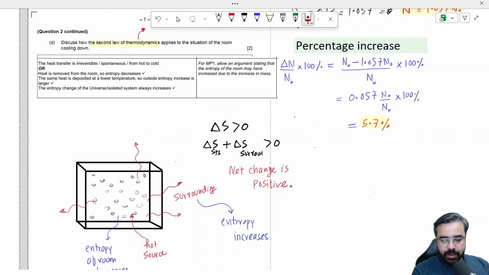So what the marking scheme says is that heat is removed from the room, so entropy decreases. Obviously, we discussed it. The same heat is deposited at a lower temperature, which means the surrounding, which we can also call the sink. So outside entropy increases, right? But what is the net change? The entropy change of the universe always increases, which I have shown you with the help of this.